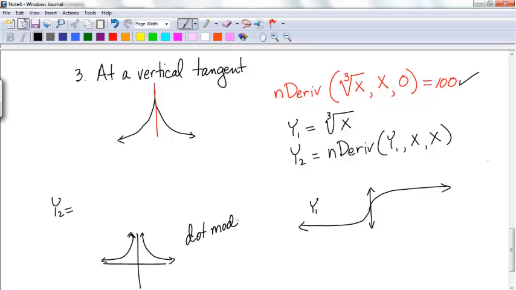So if you look at this graph, does the derivative exist at x equals 0? No. Okay. So on this one, no derivative exists at x equals 0.